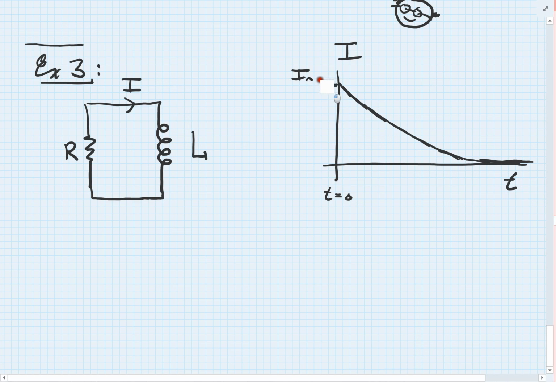Now, I just want to be clear. I don't want to mislead you guys here. The initial current was going to be constant coming in here. I didn't want it to have a tilt like that.